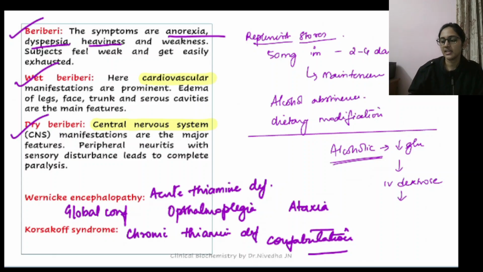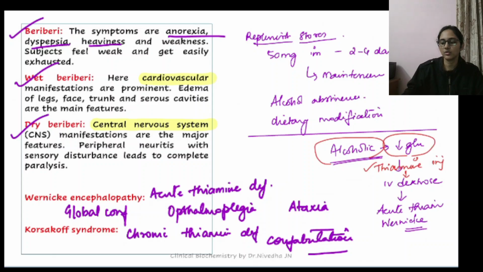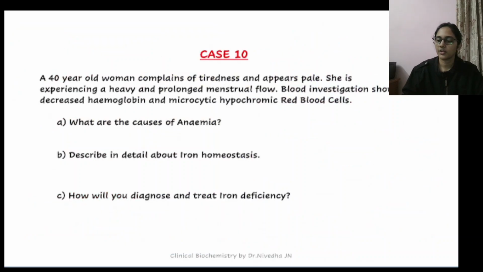So what will happen? He will get into acute thiamine deficiency or Wernicke's encephalopathy. So what should you do? It is very important to supplement thiamine first, followed by IV dextrose. Whenever you have an alcoholic with low glucose, supplement thiamine first and then give the dextrose infusion. In that case, you can prevent the acute thiamine deficiency or Wernicke's encephalopathy. All right? So this is all about your thiamine deficiency.